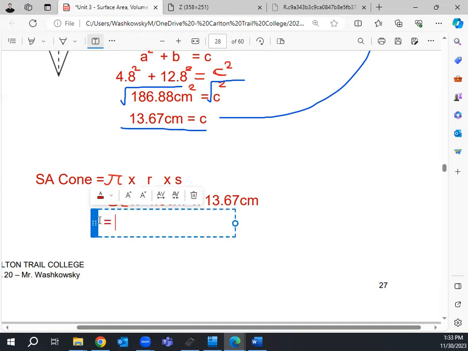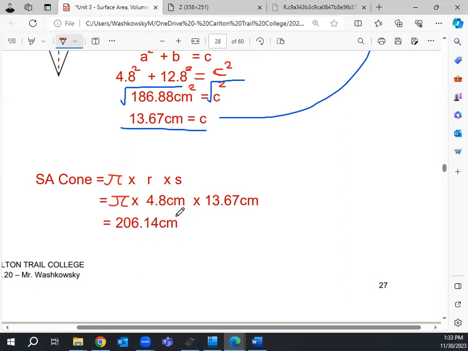So then all I do is I punch that in my calculator and I should get my final answer of 206.14 centimeters squared, because it's an area. And that's my final answer.